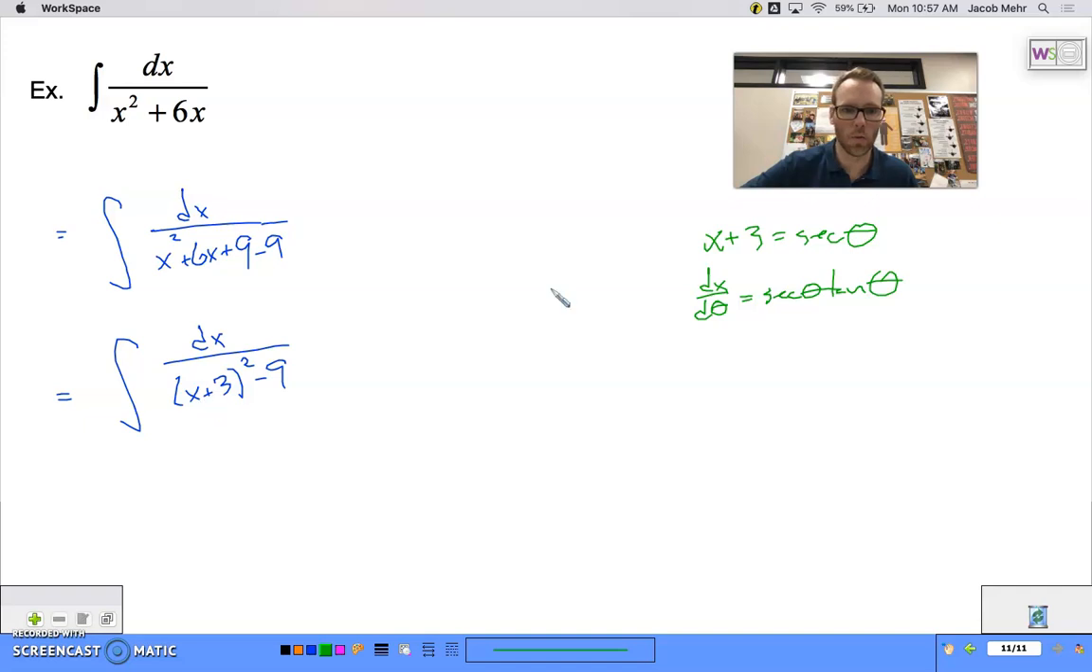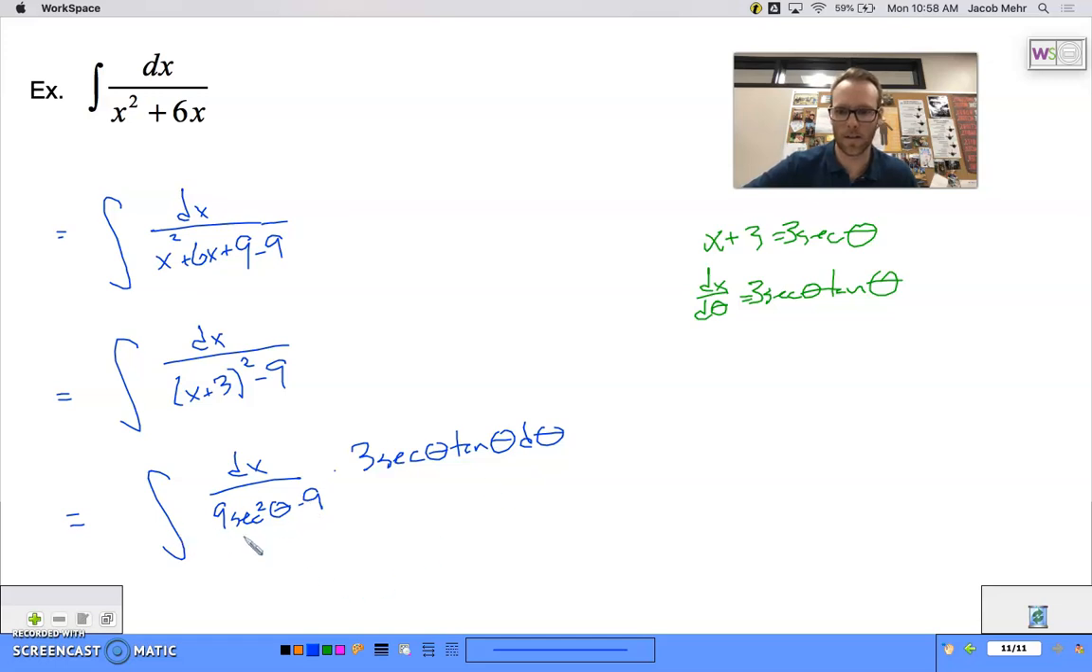Now, this would work out great, but we would have a secant squared minus 9. We don't want just secant squared minus 9. We want 9 secant squared minus 9. So I'm going to have to put a 3 there so that when we square it, that's what we get. So we have dx over x plus 3 squared, 9 secant squared of theta minus 9, times 3 secant of theta tangent of theta d theta. This is going to be a tangent squared. There's going to be a lot more to do, but our video is over now.